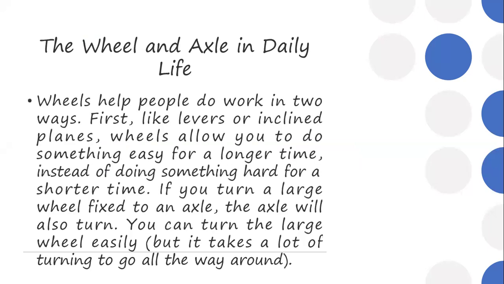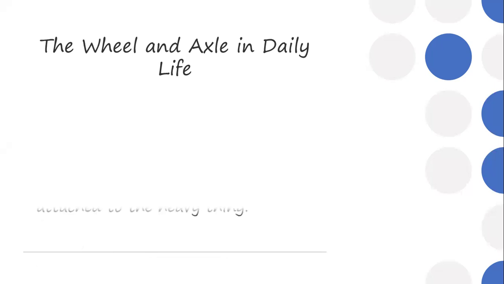The wheels help people to do work in two ways. First, like levers or inclined planes, wheels allow you to do something easy for a longer time instead of doing something very hard for a shorter time. Now, if you turn a large wheel fixed to an axle, the axle will also turn. You can turn the larger wheel easier, but it takes a lot of turning to go all the way around. So simply it helps to work, these wheels and the axle.